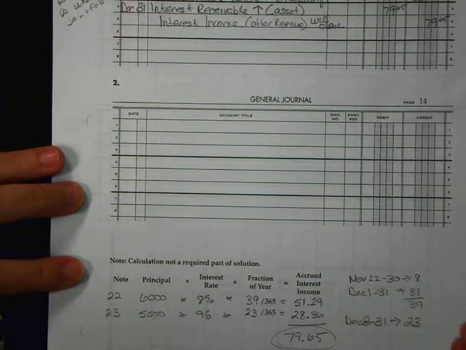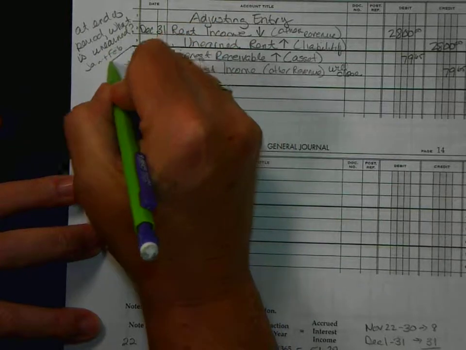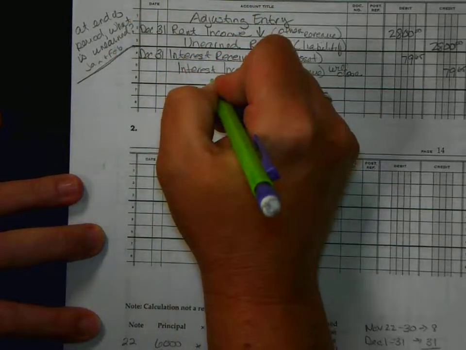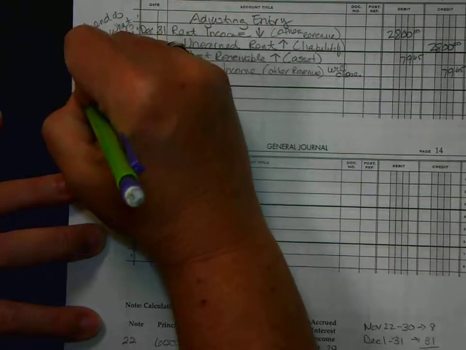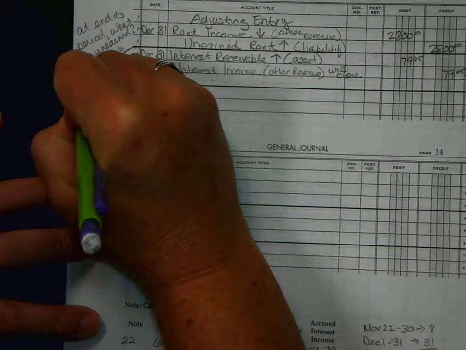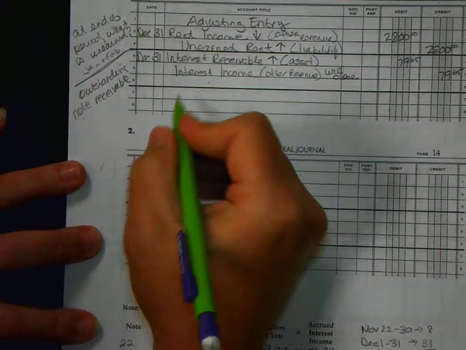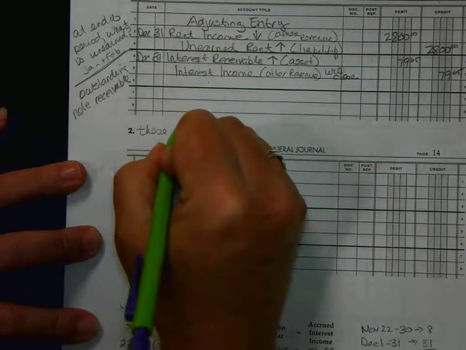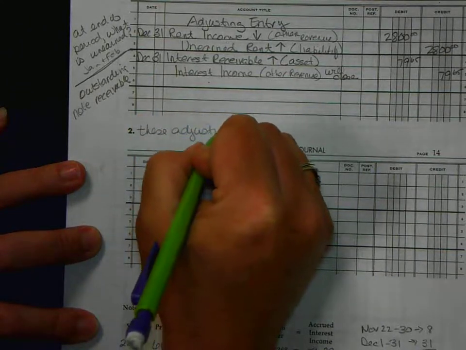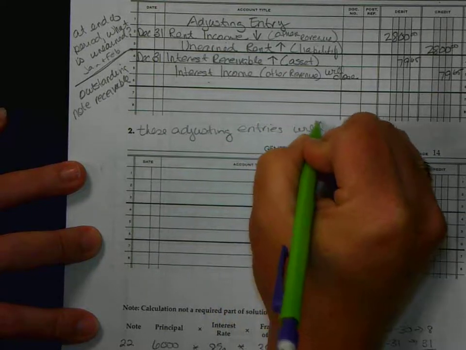Okay, actually let me write a little note here. This right here is from an outstanding note receivable. So these adjusting entries will be reversed on January 1.